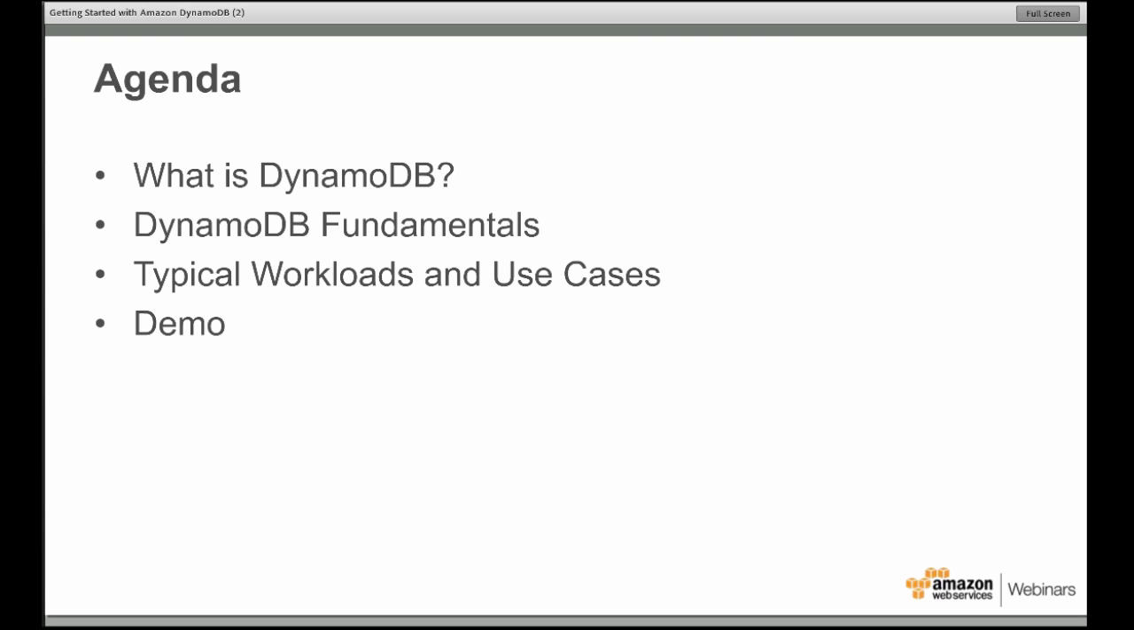Then we're going to walk through some of the DynamoDB fundamentals. This is where we'll really get into how DynamoDB works and how you actually program against it and use it as a database in an application. Finally, we'll talk through some of the typical workloads that we've seen customers at AWS using DynamoDB for, and some of the use cases as well that we see. And then finally, at the end, we will do a demo. I will show you how to program some code against DynamoDB just to do some basic operations like create tables, insert items into tables, and retrieve items out of tables.